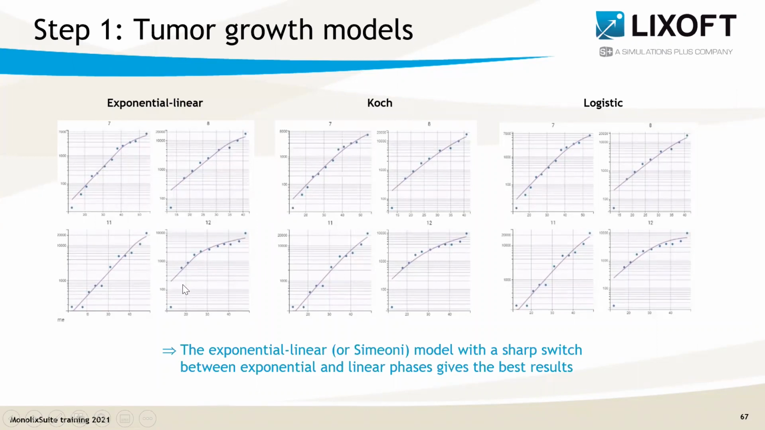But what we see here is that the sharp switch that we have between the exponential and linear phases with the exponential linear or Simeoni model gives a slightly better result than with the Gompertz function or the logistic function.